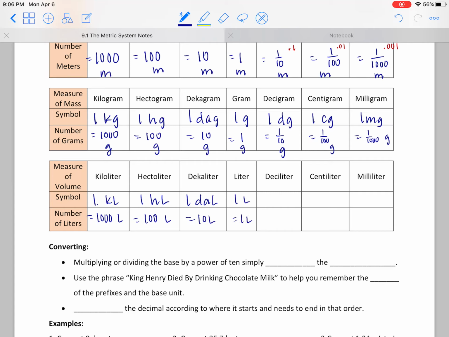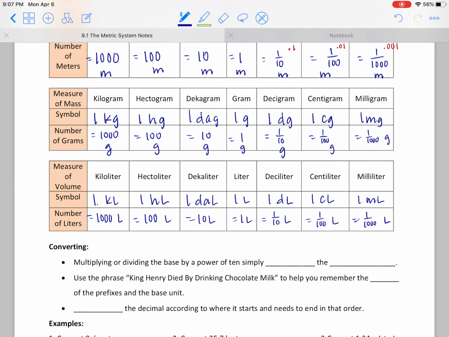1 hectoliter is going to equal 100 liters. 1 decaliter is 10 liters. Obviously, 1 liter is 1 liter. 1 deciliter is 1/10 of a liter. 1 centiliter is 1/100th of a liter. And then 1 milliliter is 1/1000th of a liter. So really small amounts as you're moving to the right, and then much larger amounts as you're moving to the left, okay?